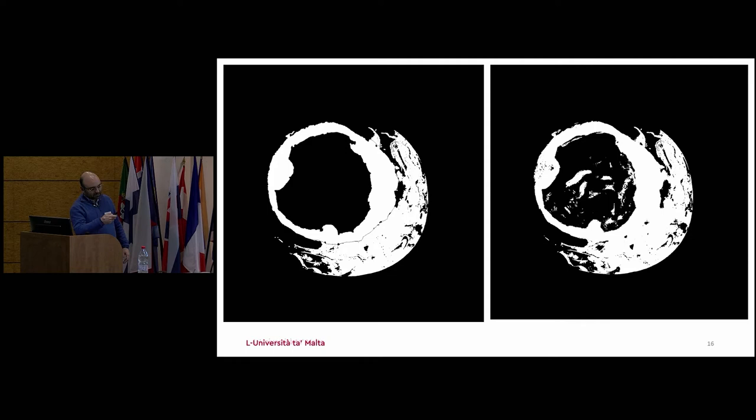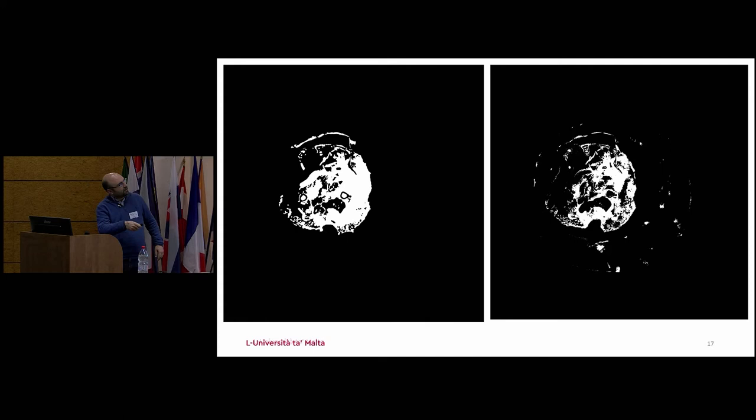And tissue, right? So again, some differences that we can see. For example, this is inside a bone. Here it's being considered as tissue, the marrow inside the bone. Here it's considered as part of the bone, right?